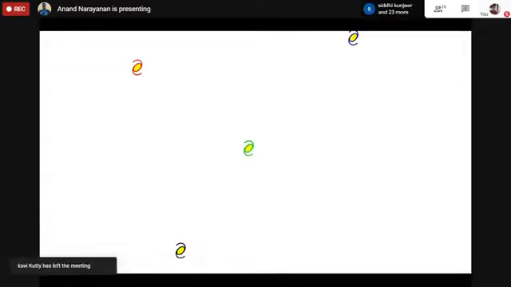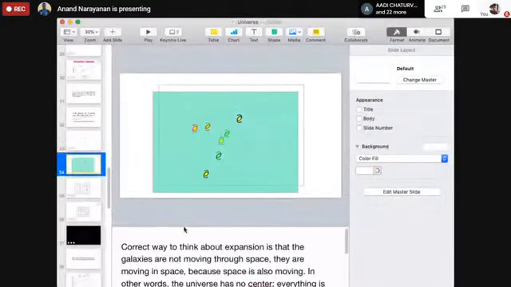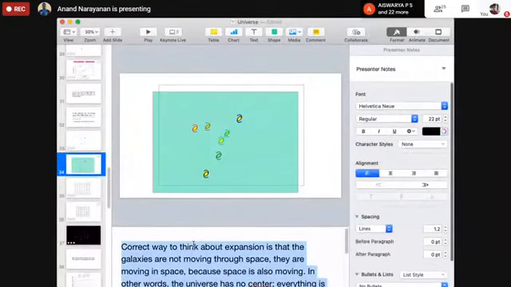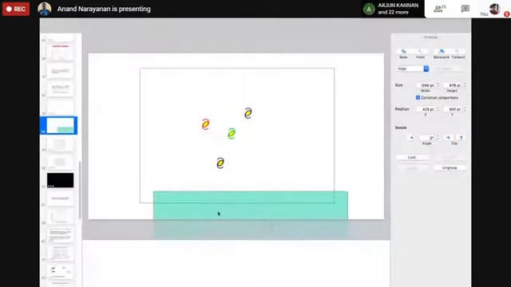Okay. So just to help you understand this, I'll show you a small way to do this. I don't know whether you guys can see this screen. You're able to see this, right?